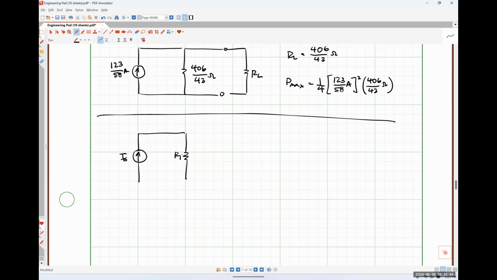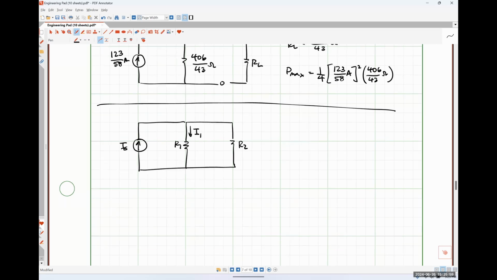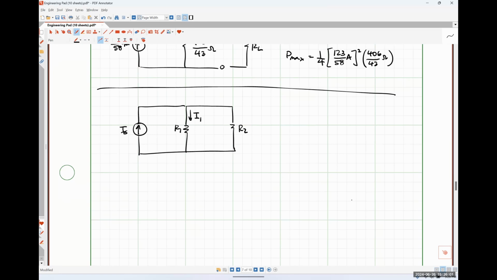I have a resistance R1 in parallel with a resistance R2. And I'm interested in finding the current flowing through the resistance R1, which I'm going to call I1. Okay? Because that's the situation effectively like we have in the problem that you're asking about.